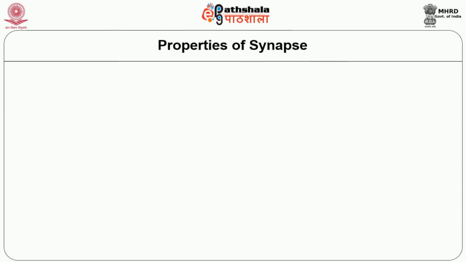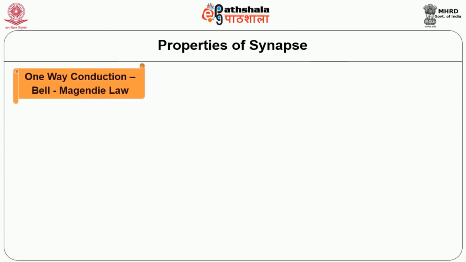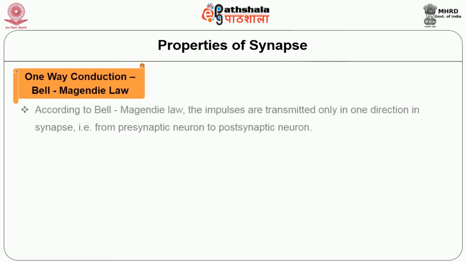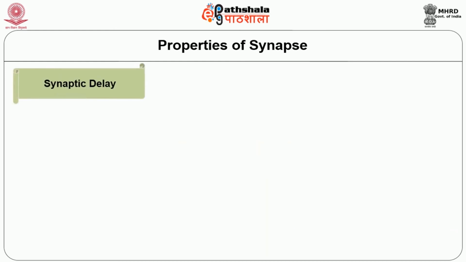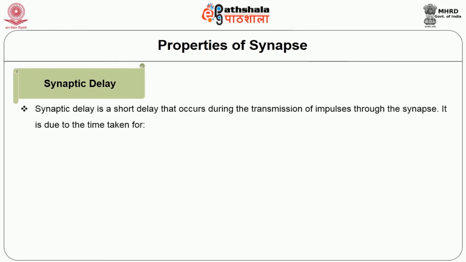Coming to the properties of synapse. One-way conduction, or Bell-Magendie law. According to Bell-Magendie law, the impulses are transmitted only in one direction in the synapse, that is, from presynaptic neuron to postsynaptic neuron. Synaptic delay. It is the short delay that occurs during the transmission of impulses through the synapse.